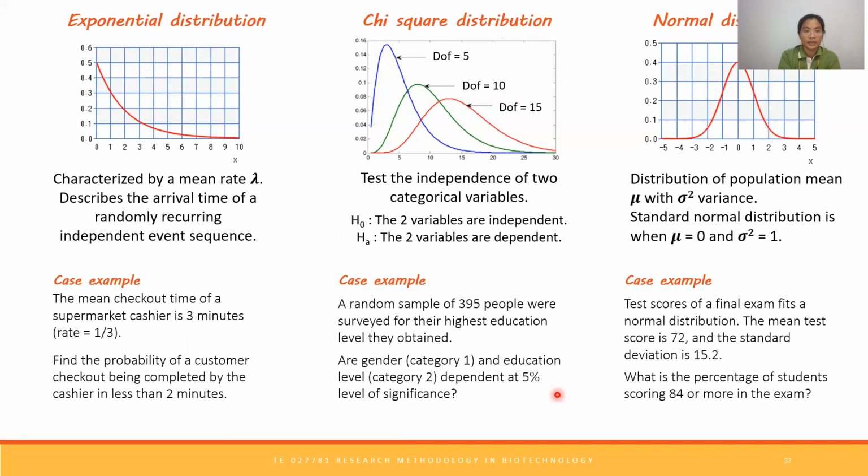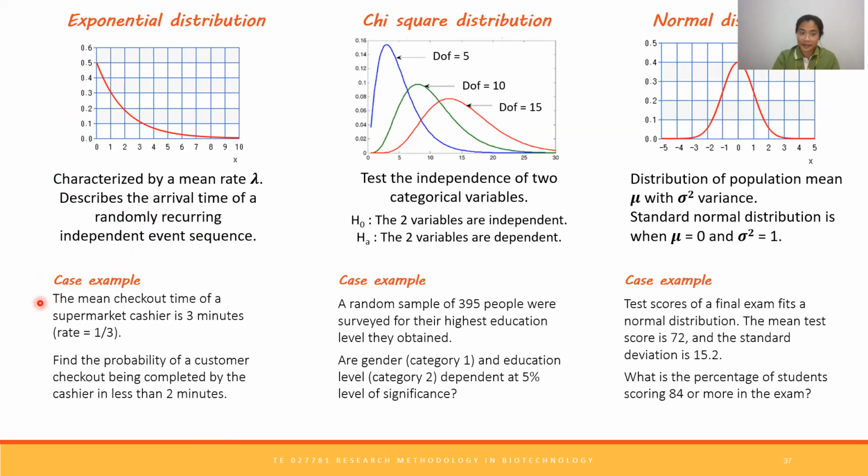Okay, and for the continuous distributions, the first one that I want to talk about is the exponential distribution. Looking at the graph, it's an exponential curve. It is characterized by the mean rate, which describes the arrival time of a randomly occurring independent event sequence. Looking at the example of what sort of situation the exponential distribution comes into play.